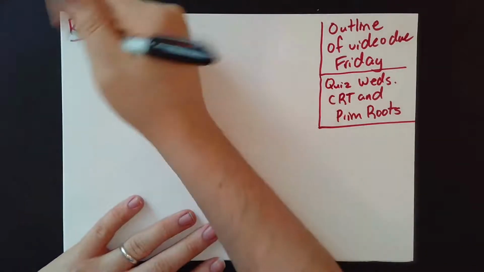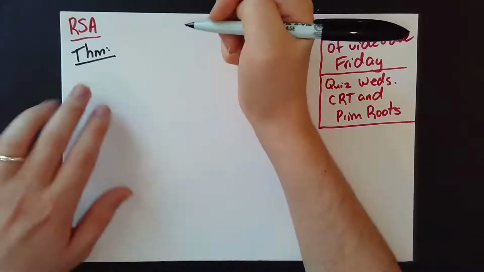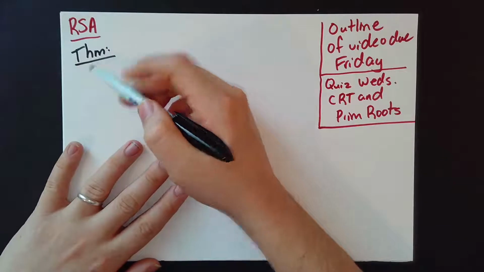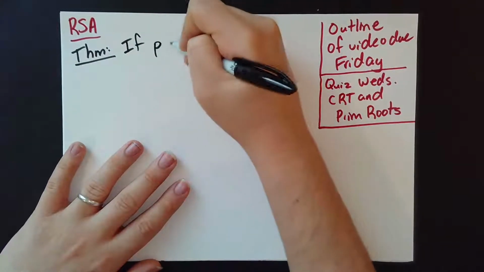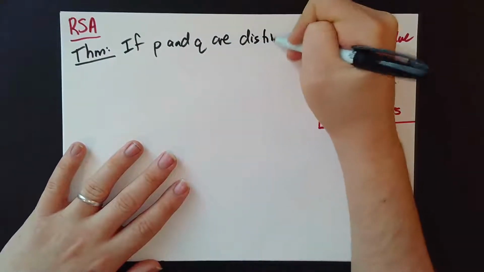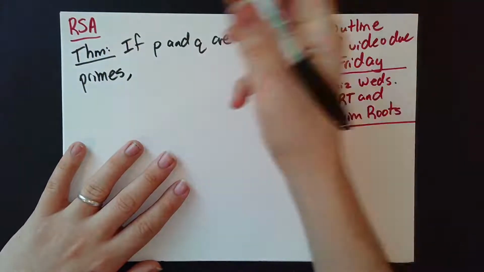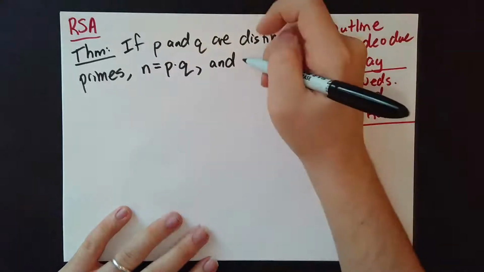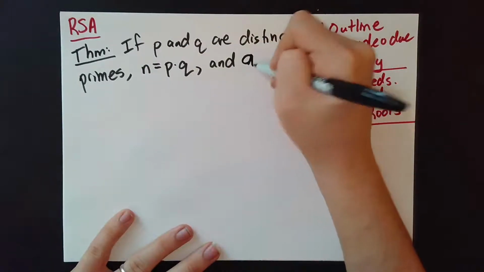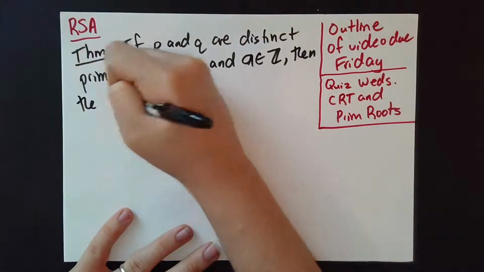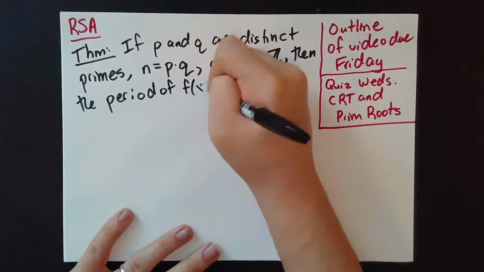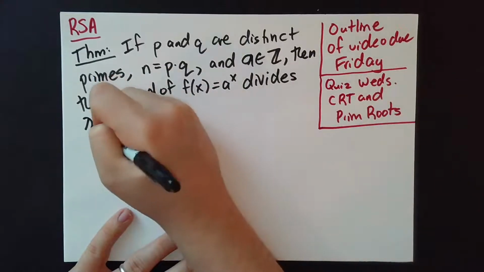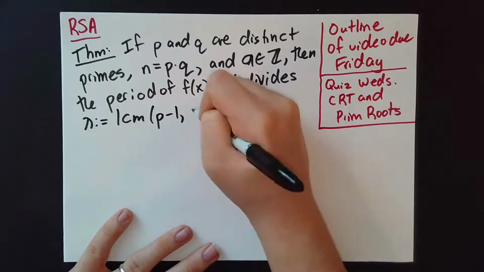Right. So the most important piece that underlies RSA is this theorem that tells us what the period of exponential functions is mod a composite that's a product of two primes. So if p and q are distinct primes, n is equal to p times q, and a is just some integer, then the period of a^x divides, and we gave this name lambda to this thing, which is defined to be the least common multiple of p minus 1 and q minus 1.